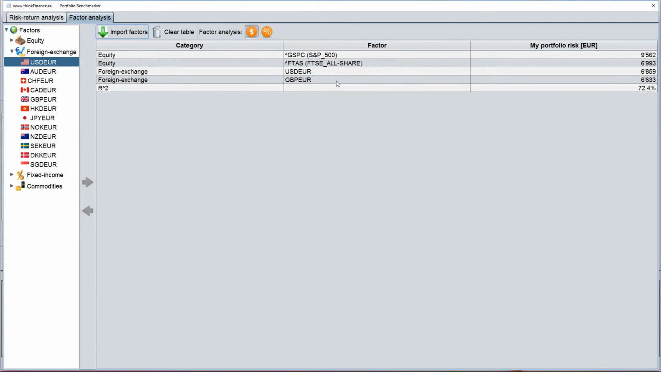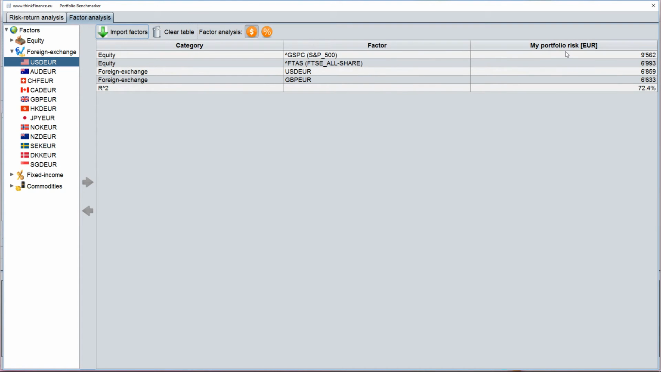And as you can see, thinkFinance found 4 risk factors that drive the risk of your portfolio, which is the benchmark for the US market, the S&P 500, and the benchmark for the UK market, the FTSE. Now that's not surprising because remember, I imported 2 books into this benchmarking analysis, my US book and my UK equity book. thinkFinance also found 2 exchange rates, the US dollar euro rate and the British pound euro rate, which is not surprising because of course my US equity book is quoted in dollars and my UK equity book is quoted in pounds, whereas my reporting currency is euro.